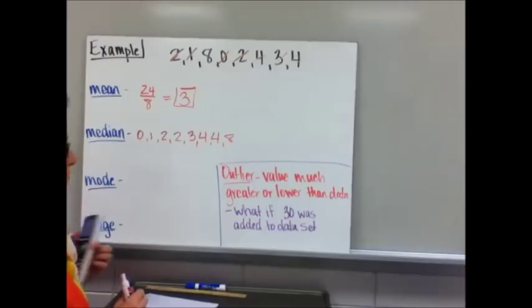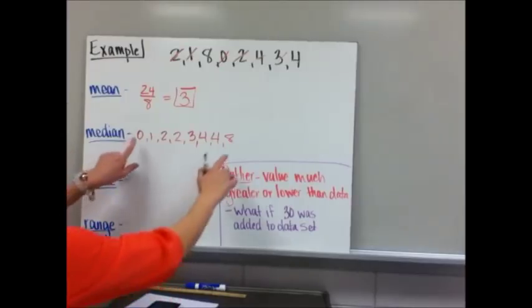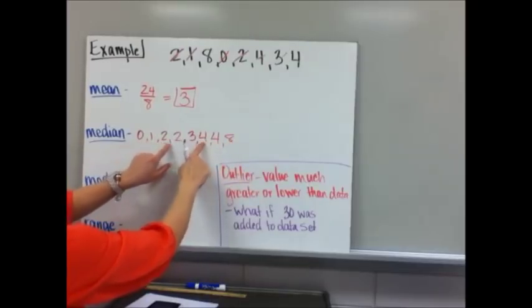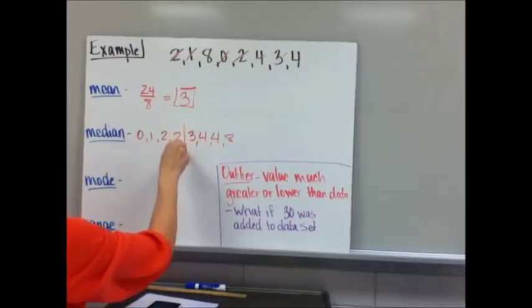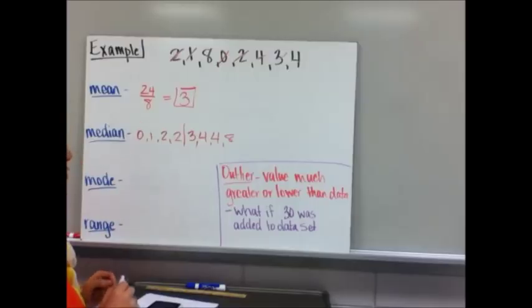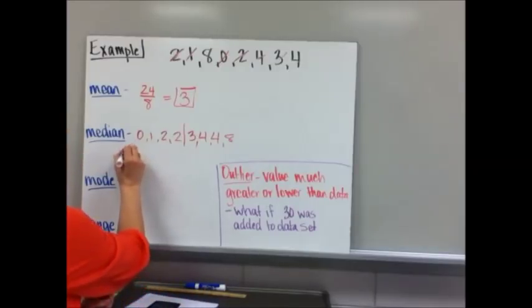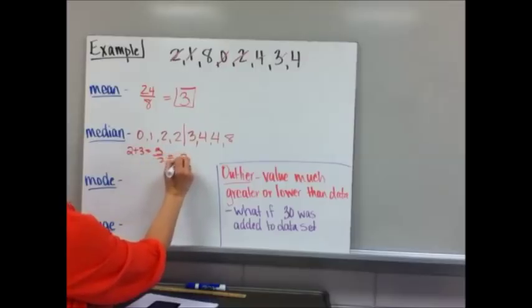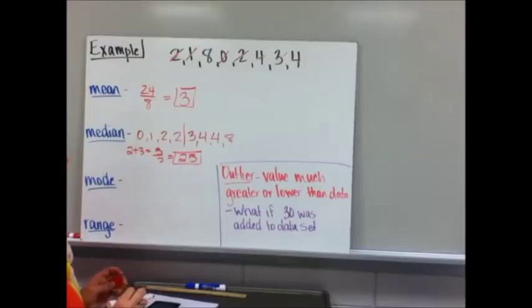Now that I have them in order from least to greatest, I'm going to find the middle. And also a benefit of having them written is you can use your fingers and work toward the middle. So the middle is falling in between the 2 and the 3. So if you were to average those together, 2 plus 3 is 5 divided by 2. So the median is 2.5.